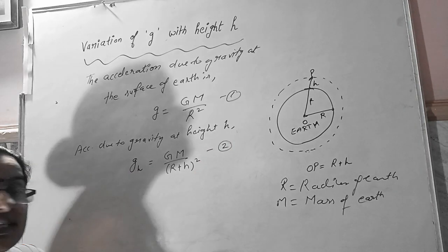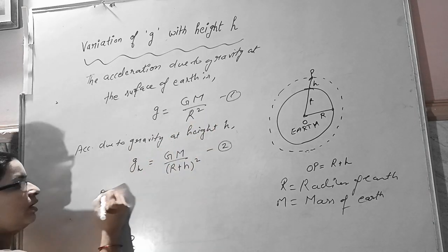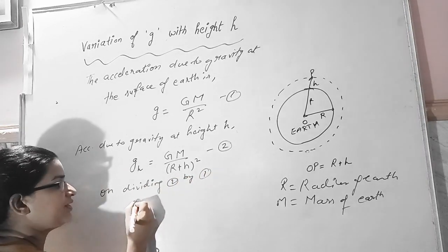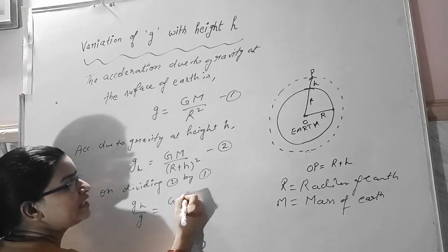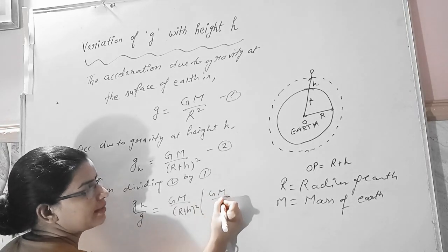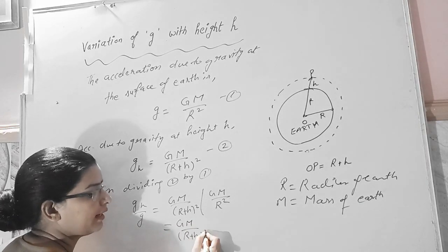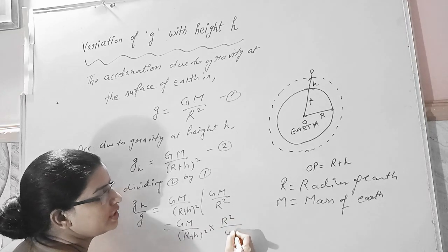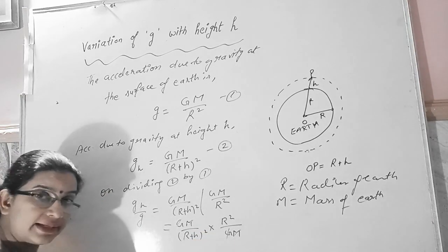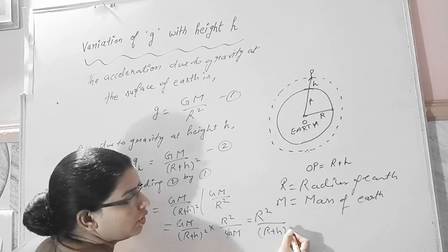Now what will we do? We will just divide expression second by first. That means on dividing second by 1, we can say that g_h upon g is equal to G M upon (R plus h) whole square, upon G M upon R square. That means G M upon (R plus h) whole square into R square upon G into M. This G and G get cancelled out. This M and M will also get cancelled out. So I am left with R square upon (R plus h) whole square.